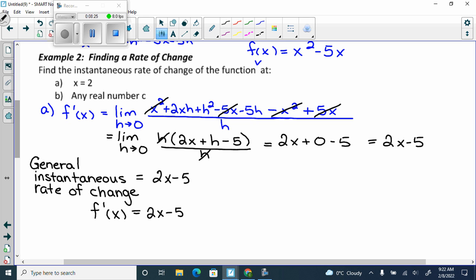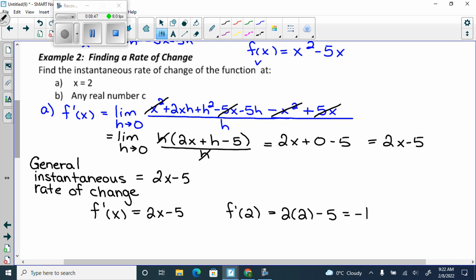But I want f prime of 2. And that's the function notation to show them, hey, I'm finding the first derivative at 2. I'm finding the instantaneous rate of change at 2. That's their function notation to show that. And now I just plug 2 in for my x. And I get 2 times 2 minus 5, which is negative 1.